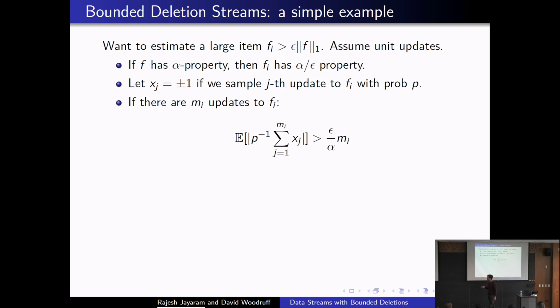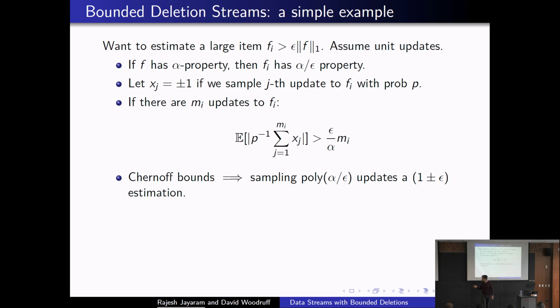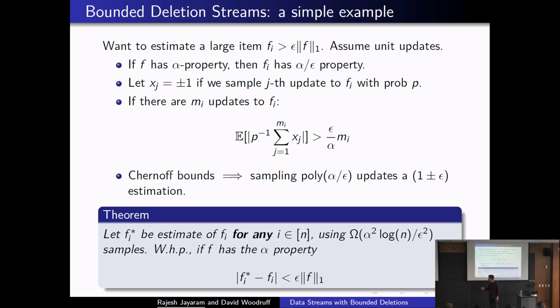Because we have this alpha property, we know that the expectation is bounded below. It's not arbitrarily small. And then you can just use Hoeffding bounds to show that all you really need is poly alpha over epsilon samples in expectation to get a 1 plus or minus epsilon estimation. It's actually alpha squared over epsilon squared, so it's not some crazy polynomial. So this is just a simple application of Chernoff bounds, where you take a sample vector corresponding to poly alpha over epsilon samples.